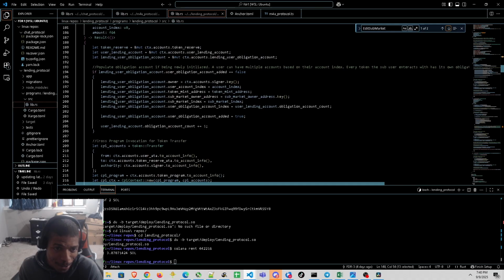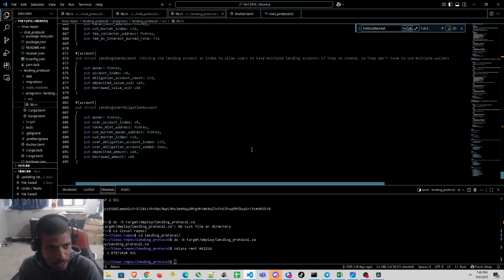So there is another account called an obligation account, right? When a user interacts with a token reserve, that includes depositing or withdrawing, that is when the obligation account gets made. Not when a developer is making a submarket, right? And the obligation account will keep track of basically what the user has deposited in it. It'll also have a timestamp for the last interaction. I don't have a timestamp in it yet.